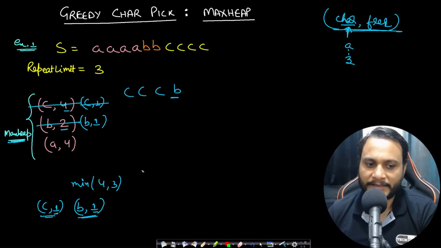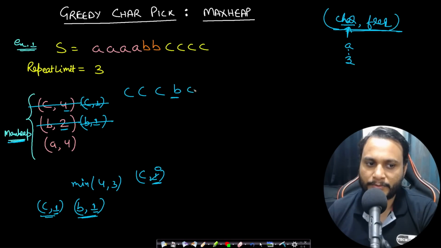Pick the one with the highest weight, C, 1, and I will be writing this C 1 time because it will be written minimum of 3, 1 time. And now since this frequency has become 0, I will not push it back. Again I will repeat the process. So in the process I will be picking out the next best option, which is B, 1.